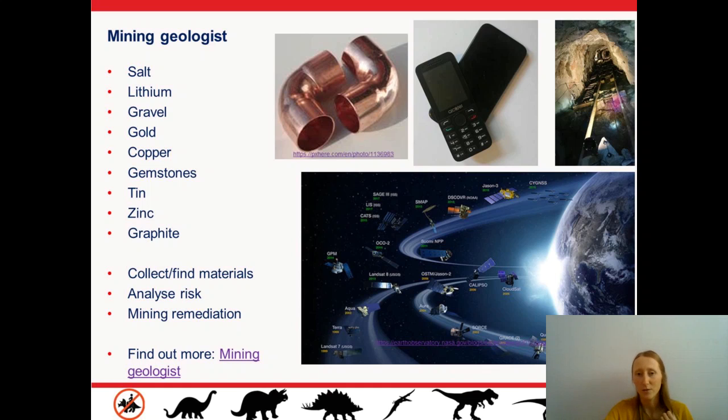In terms of planetary geology, in order to undertake any of that, we need all of the satellites. For remote sensing, we need those satellites. Again, all of that material has come from our Earth. So the mining geologist is all about finding that material, collecting it, and analysing the risk of mining remediation. So areas where we've been and collected that material, and then putting that back into something that looks nice for people to walk past and see.